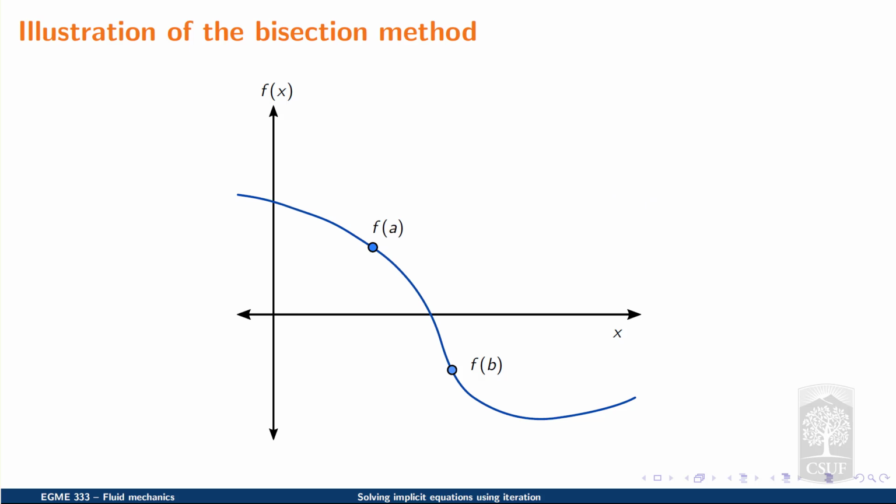Now note that after 2 iterations, I have narrowed the interval a, b. And essentially, we can continue this iterative process until the method eventually converges to the root, where f of x is equal to 0, shown here in red.